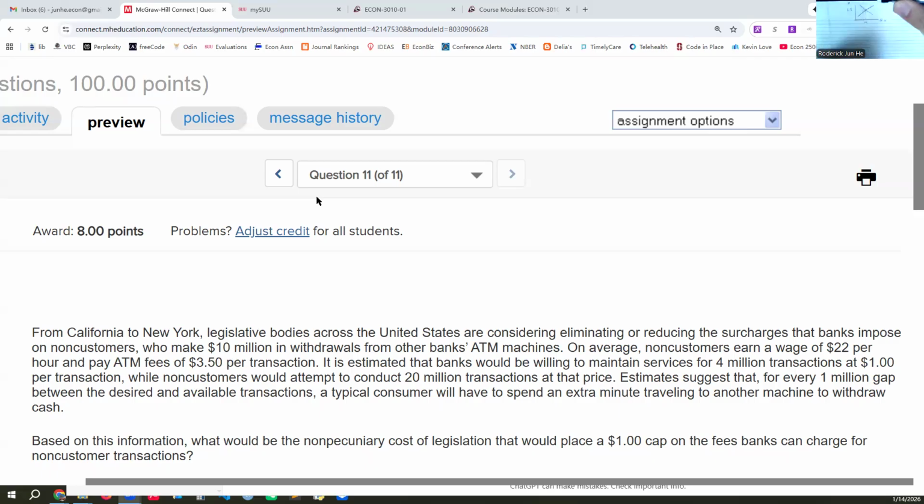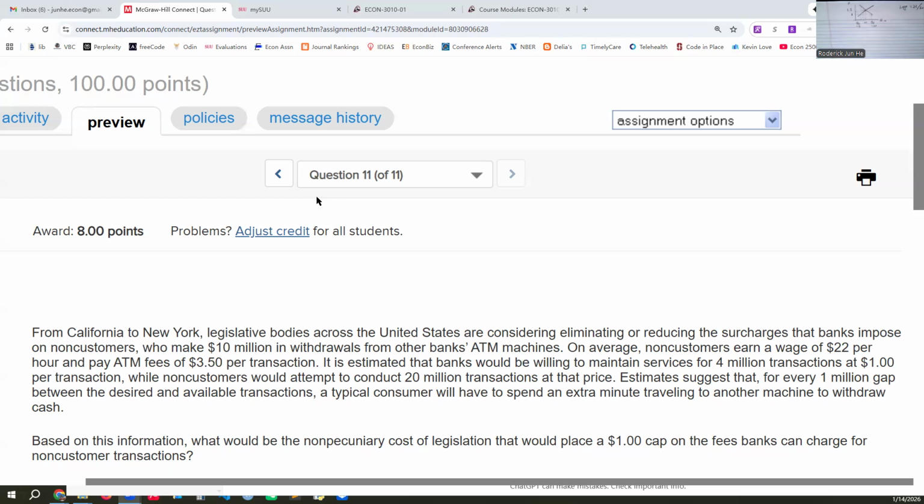So if there is a price cap, and also let's keep track of the wage rate, which is $22 per hour, I'm sorry. Okay. It is estimated that banks would be willing to maintain services for 4 million transactions at $1. So now the price is down, and the quantity supplied at that price is 4 million and the price is $1, right? While consumers would attempt to conduct a quantity demanded of 20 million. Now that's cheaper, right? There is a stronger consumption need.